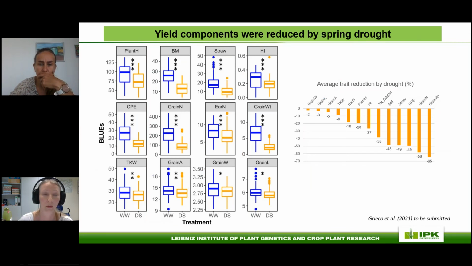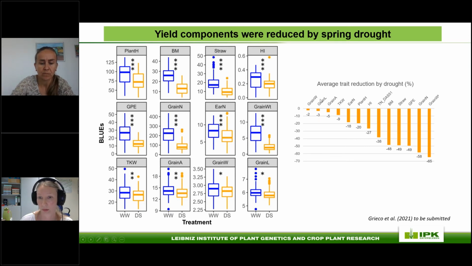We also looked at the yield components, and this is what you see here. These are now the data at maturity: plant height at maturity, biomass, straw weight, harvest index, grains per ear. We looked at total grain number, the ear number, and so on. And maybe you see that here better.